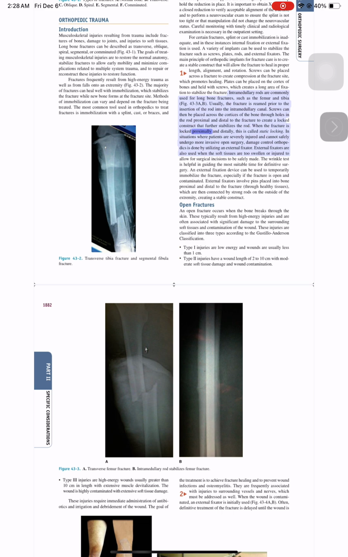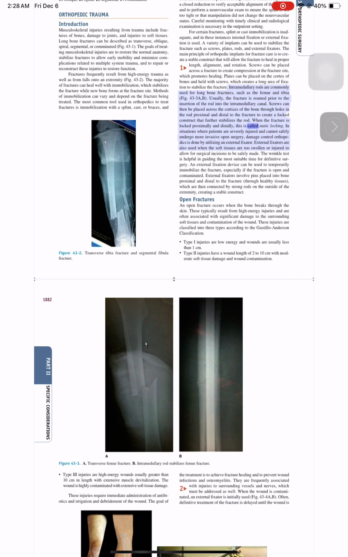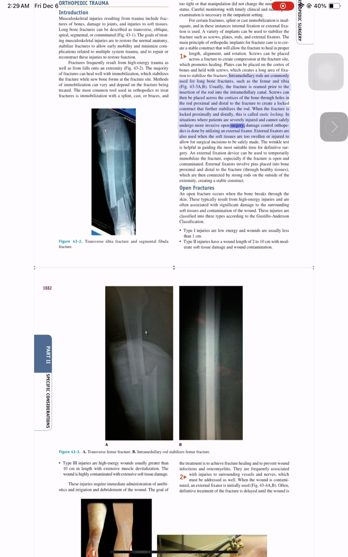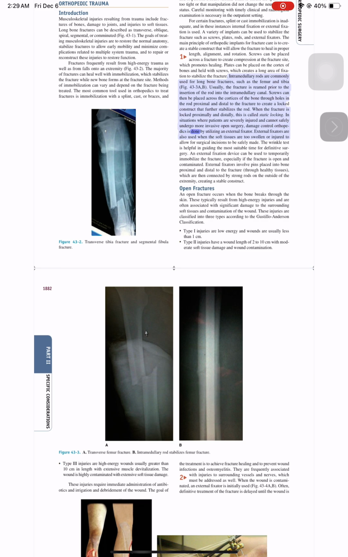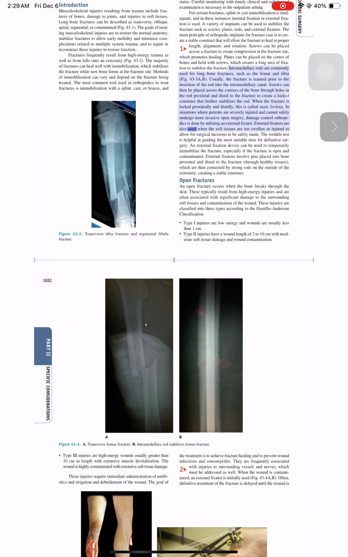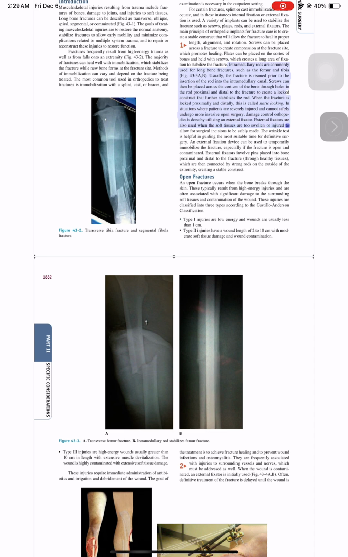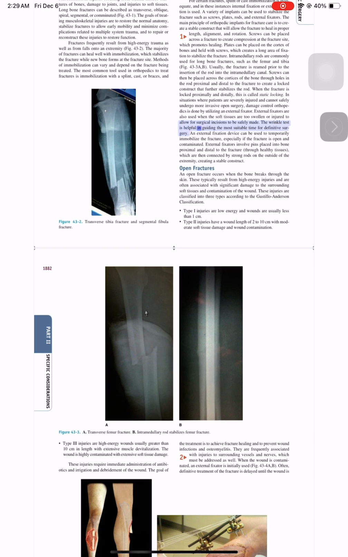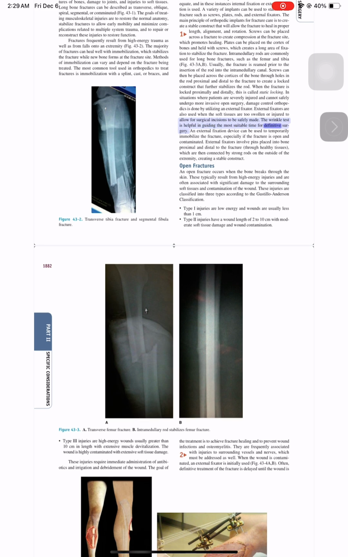When the fracture is locked proximally and distally, this is called static locking. In situations where patients are severely injured and cannot safely undergo more invasive open surgery, damage control orthopedics is done by utilizing an external fixator. External fixators are also used when the soft tissues are too swollen or injured to allow for surgical incisions to be safely made. The wrinkle test is helpful in guessing the most suitable time for definitive surgery.